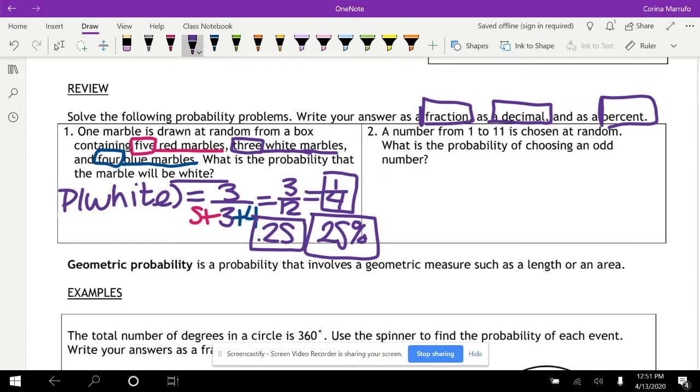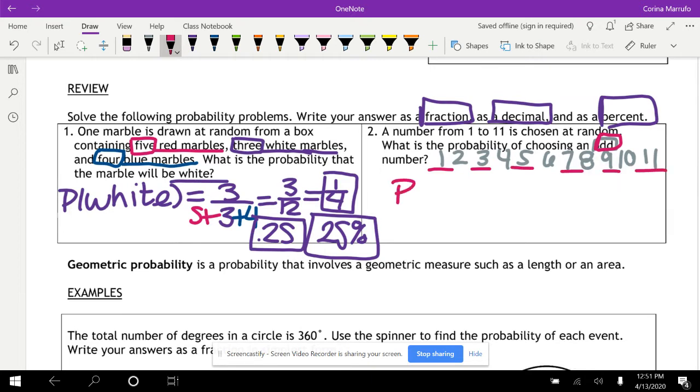All right, let's look at the next one. It says a number from 1 to 11 is chosen at random. What is the probability of choosing an odd number? So I'm going to go ahead and write the numbers down. We have 1, 2, 3, 4, 5, 6, 7, 8, 9, 10, and 11. And so we want to know what's the probability of choosing an odd number. So I'm going to go ahead and mark these, these are the odd numbers.